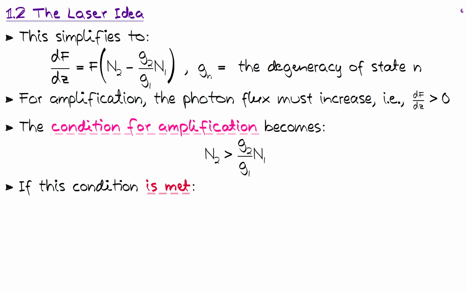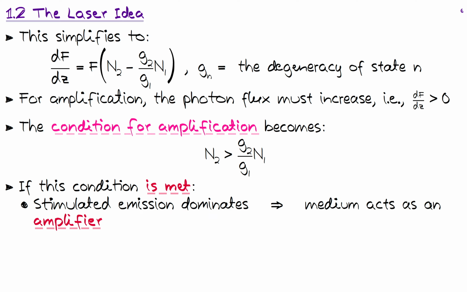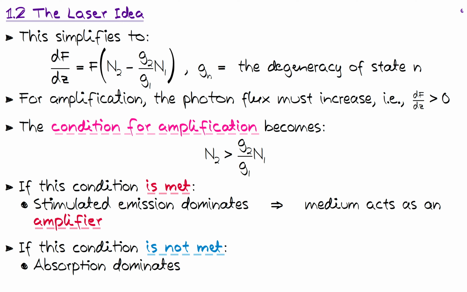When this condition is met, stimulated emission processes dominate, and that means the gain medium acts as an optical amplifier. If this condition is not met, the absorption processes dominate, and the medium acts like an absorber. So these are the two different scenarios, depending on whether or not the condition for amplification is met. Let's now look at when we could fulfill this condition and when we cannot.